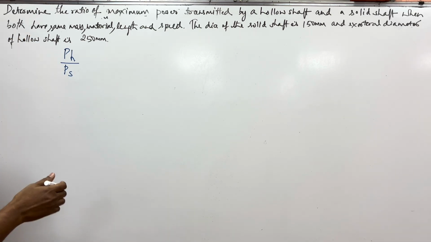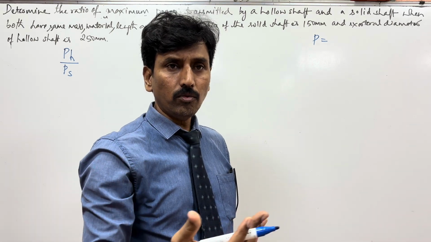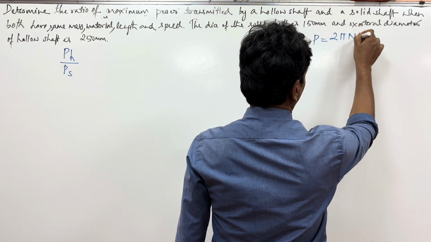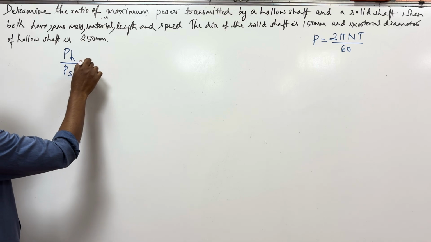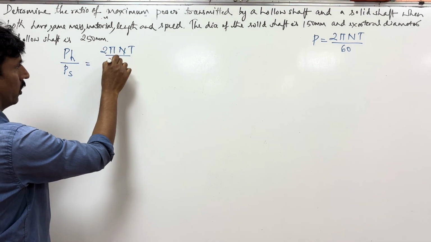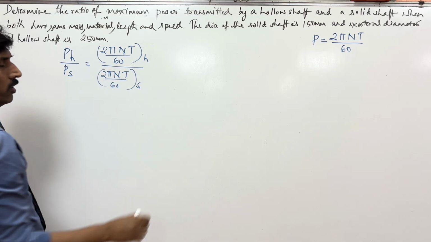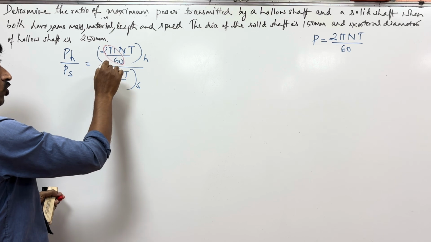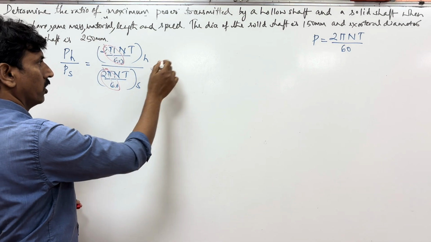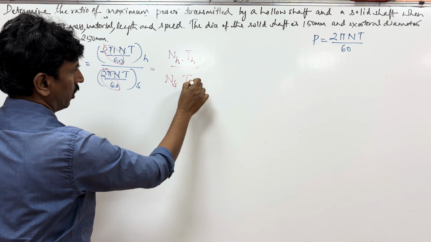So here we know the formula for the power. P is equal to, now what is the formula for power? 2 pi NT by 60 is the formula for the power. So for a hollow shaft, it is 2 pi NT by 60 for the hollow shaft divided by 2 pi NT by 60 for the solid shaft. Now what will cancel out here? 2 pi by 60 and 2 pi by 60 will cancel out, and what you are left with is N of hollow shaft, T of hollow shaft divided by N of solid shaft, T of solid shaft.